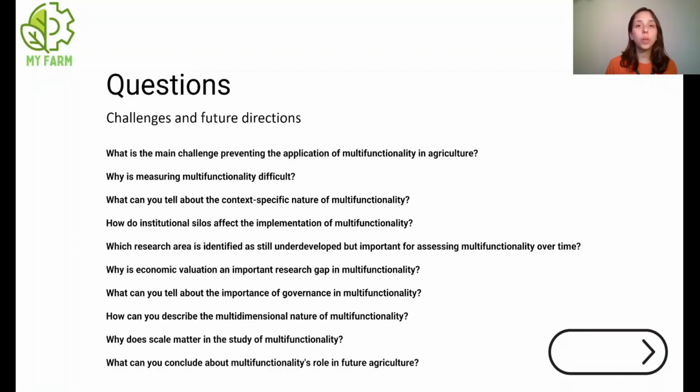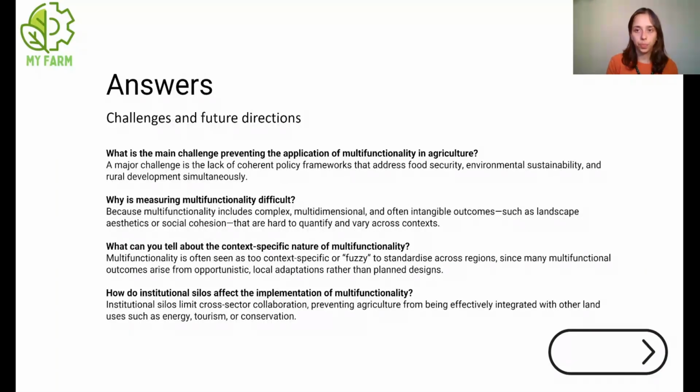So once you're ready, we can go to check the answers together. Regarding the main challenge preventing the application of multifunctionality in agriculture, we can say that a major challenge is the lack of coherent policy frameworks that address food security, environmental sustainability, and rural development simultaneously.